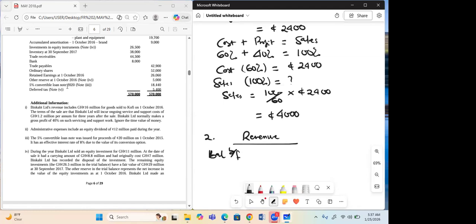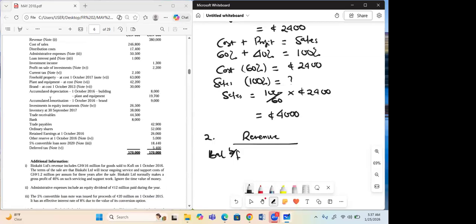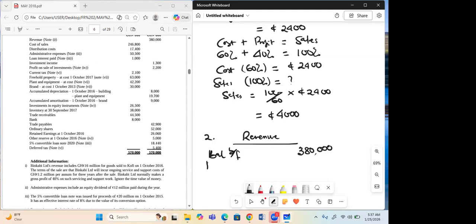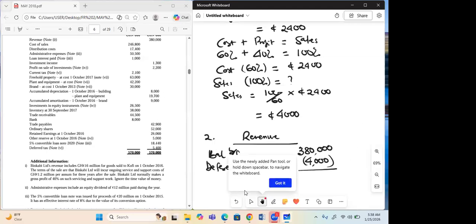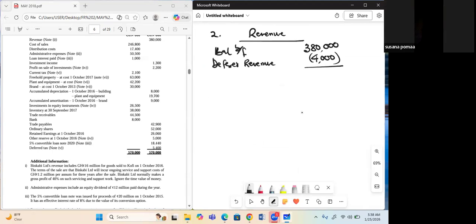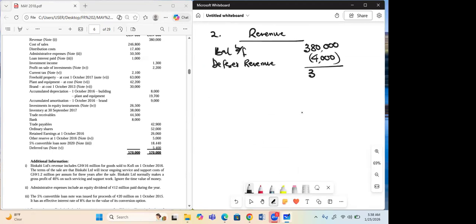380,000. Where is the revenue in the trial balance? First one. Revenue. The credit side. 380,000. Can you see? So revenue is 380,000. We'll take the deferred revenue from it. The deferred revenue, we'll take that 4,000 from it. Making the revenue now what? So what is now? 376,000. Yes, sir.